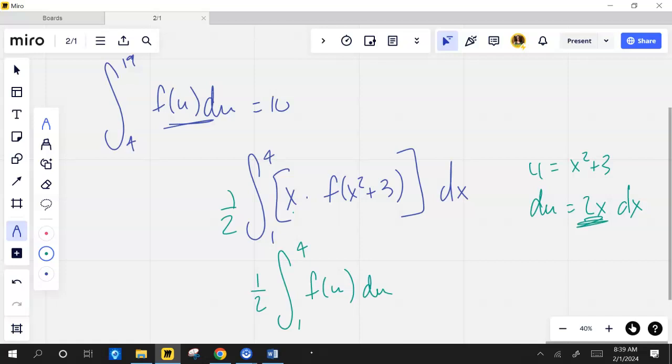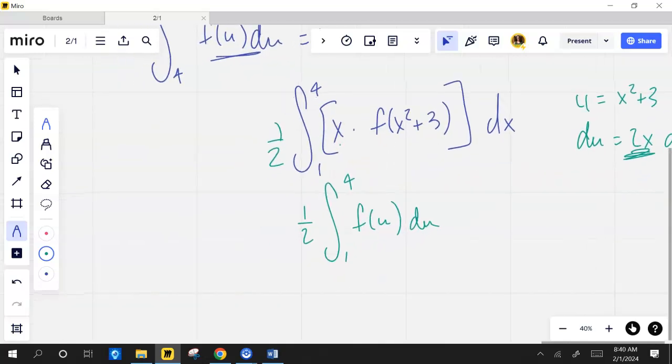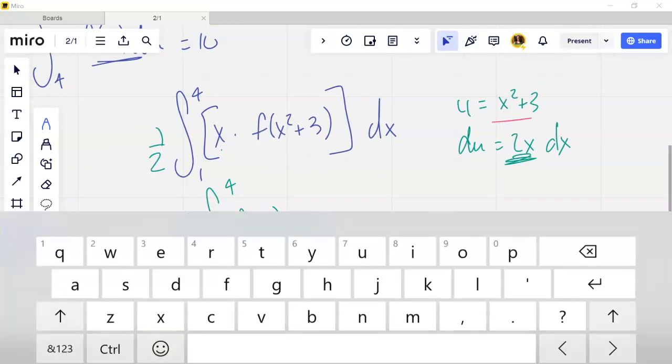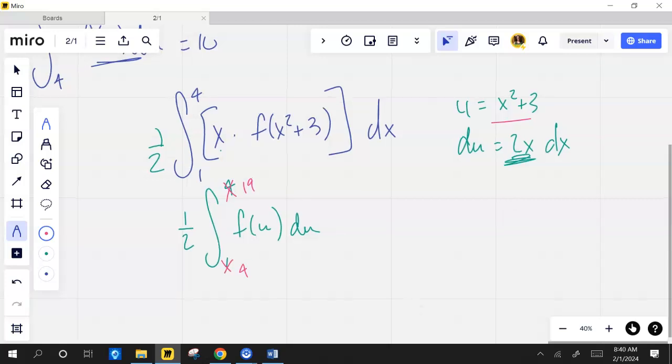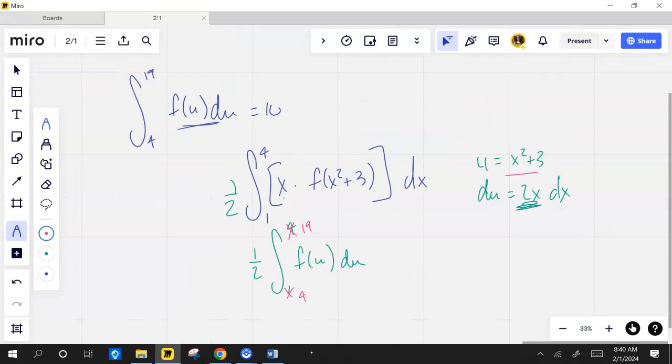And so then I went, okay, but wait, I have to adjust the bounds because I'm using u. So the bounds adjusted based on my u here, square it and add 3. This would become 19. This would become 4. That's exactly right. Because look at what I started with. It told me that the entire integral was 10. The only thing different is that I'm multiplying by half.